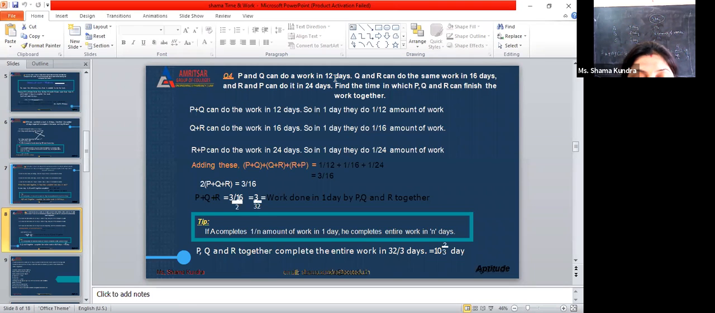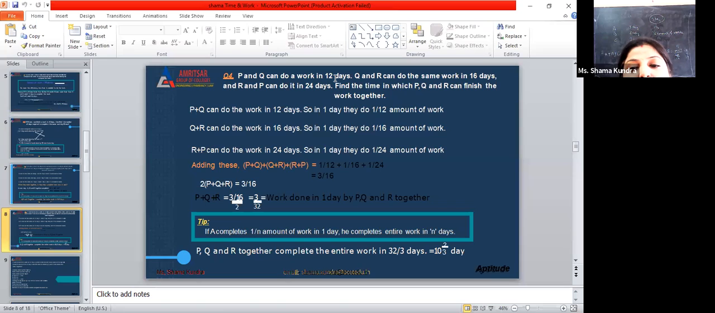So P, Q and R over here, it is 2 times P plus Q plus R. So take 2 on right hand side. What you will get? P plus Q plus R will be 3 by 32. This is nothing but the work done by P, Q and R together in just one day. This is not the entire work done. This is not the number of days. This is work done by P, Q, and R in one day.